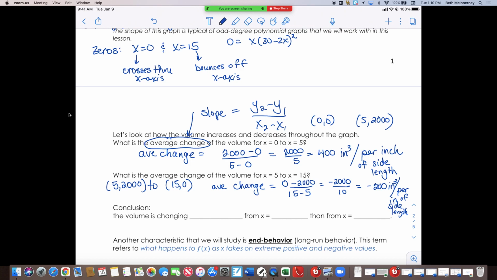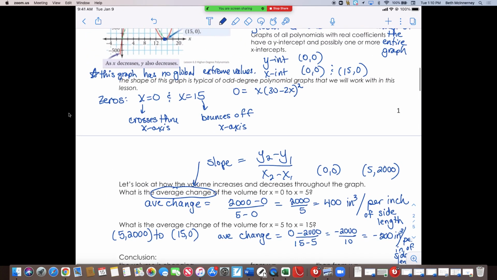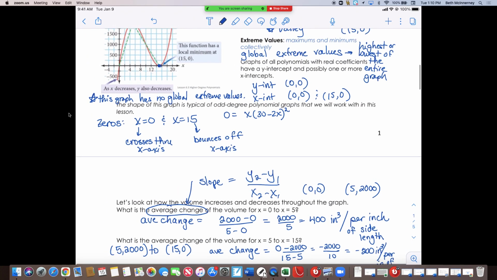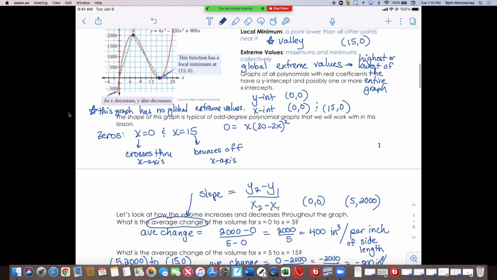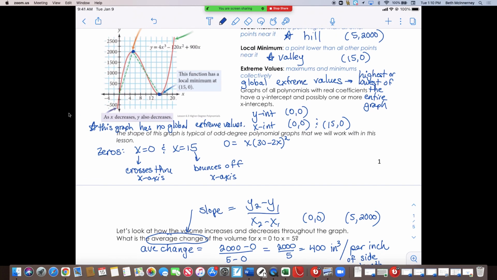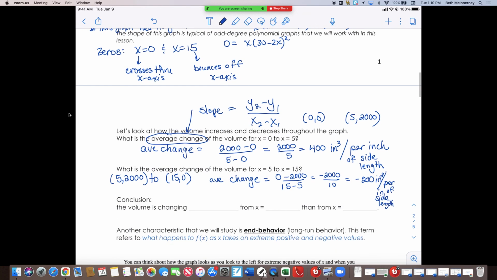And think about it, this is really, really cool. If you look at your graph, this ties in. Boy, I'm planting some wonderful calculus seeds right now. Do you see from 0 to 5, the volume's increasing, and from 5 to 15, the volume's decreasing? That's cool. So the volume is changing faster from x equals 0 to 5 than from x equals 5 to 15.